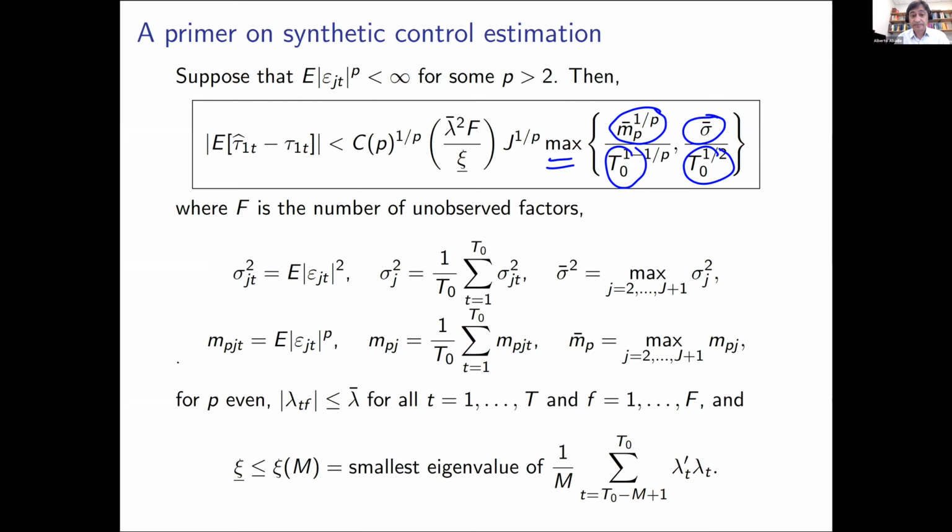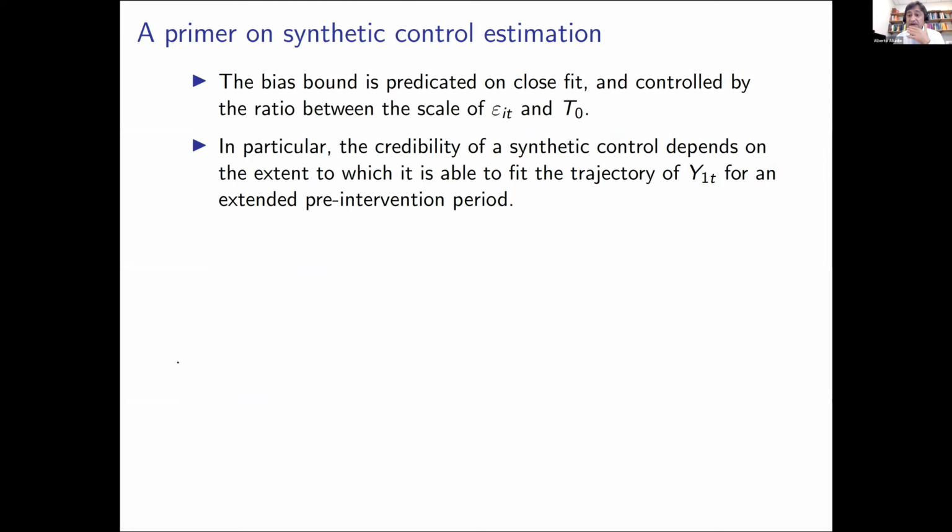Fine. So what are the implications of all this? What are the implications of this bound on the bias? Well, the first thing that we have to remember, again, is that this bound is predicated on close fit. And it is controlled by the ratio between the scale of the transitory shocks and the number of pre-intervention periods.